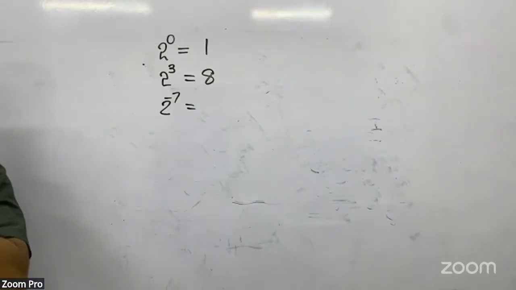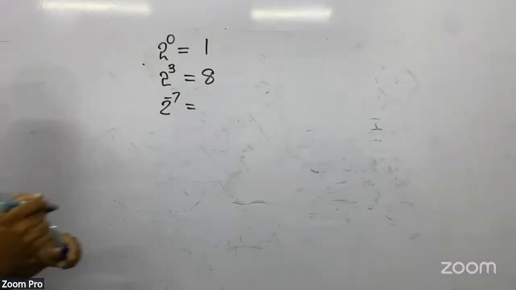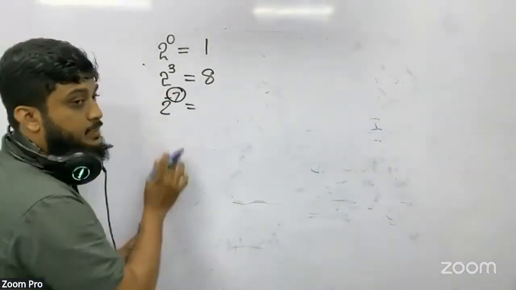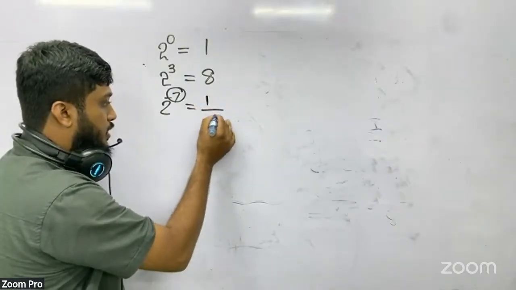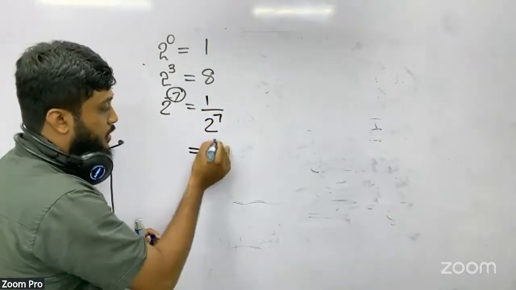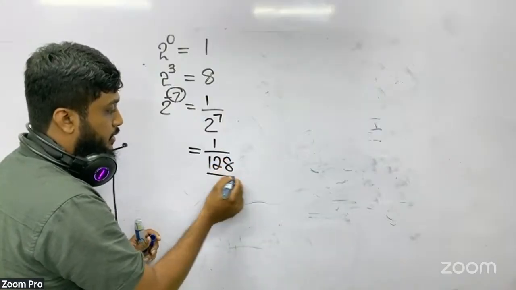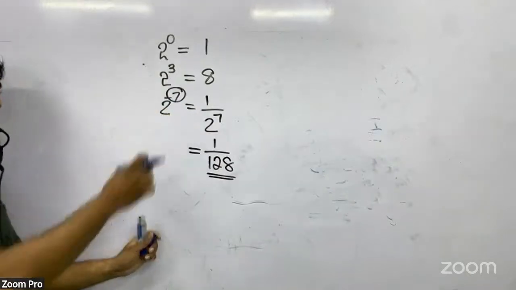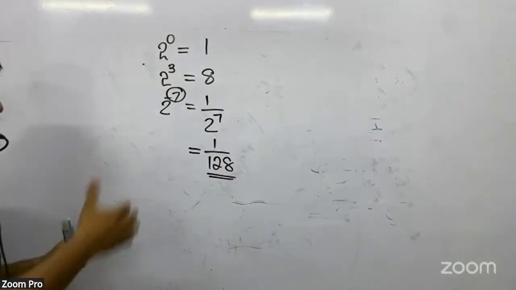Now observe this, right? 2 to the power minus 7. If there is any minus index, I have to change it to a plus index. So I have to write 1 over 2 to the power 7, which means 1 over 128. Remember, if there are minus powers and we want to change the minus into a plus power, we have to flip it upside down.